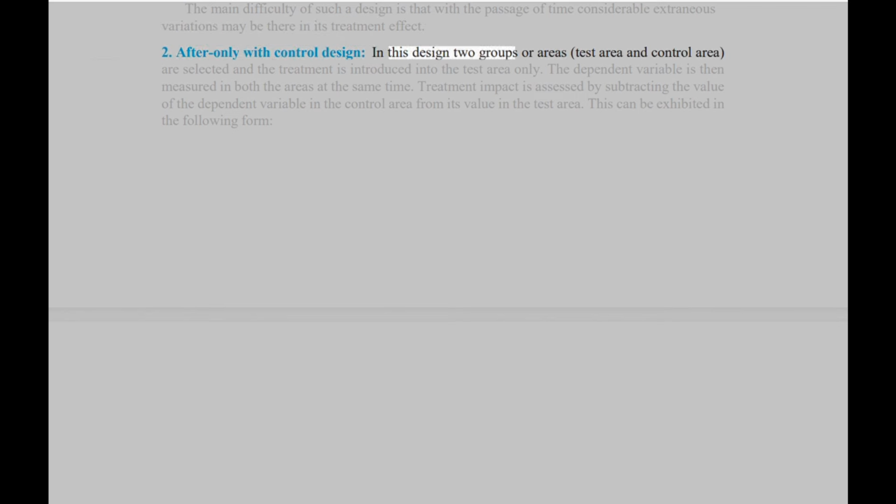In this design, two groups or areas, test area and control area, are selected and the treatment is introduced into the test area only. The dependent variable is then measured in both the areas at the same time. Treatment impact is assessed by subtracting the value of the dependent variable in the control area from its value in the test area. This can be exhibited in the following form.